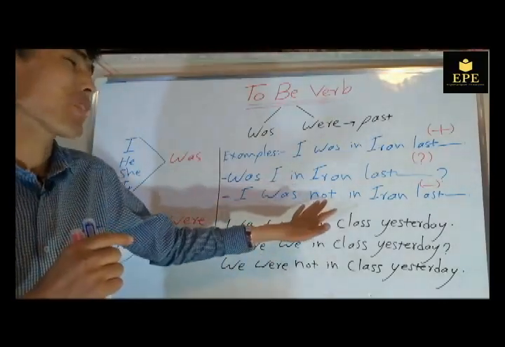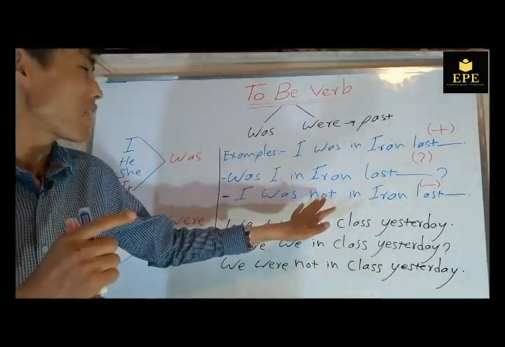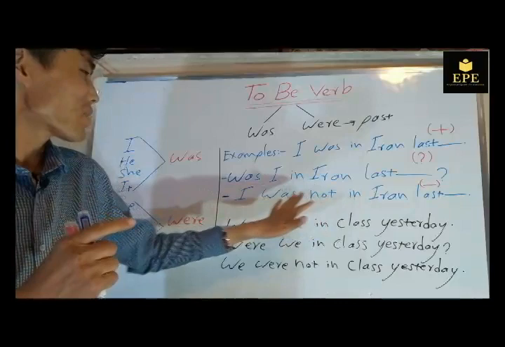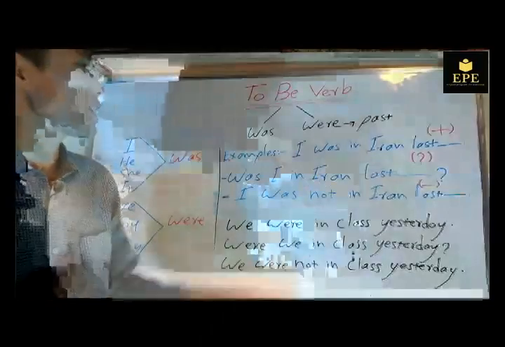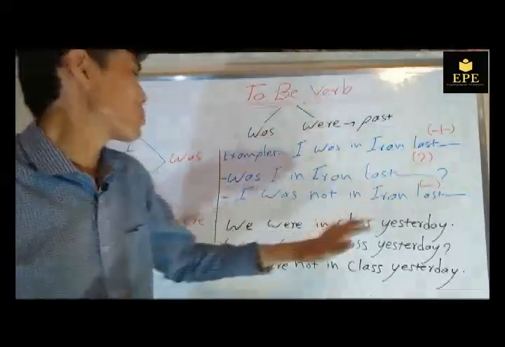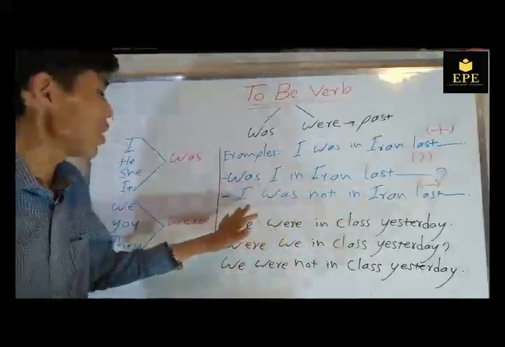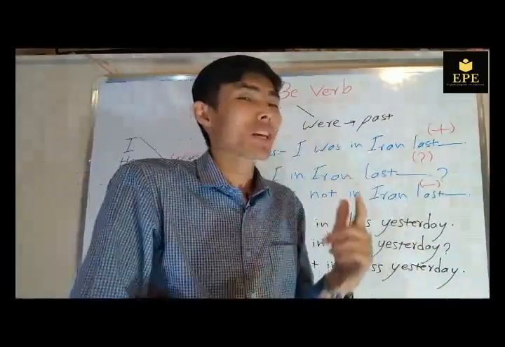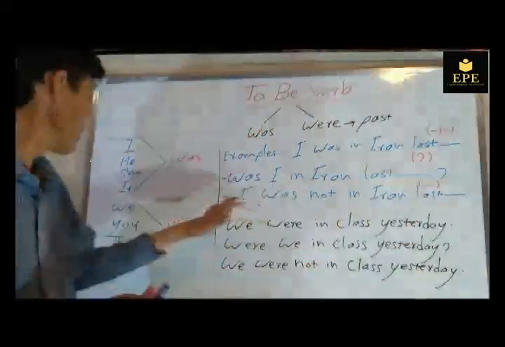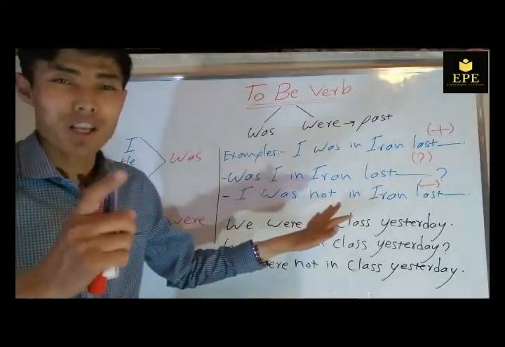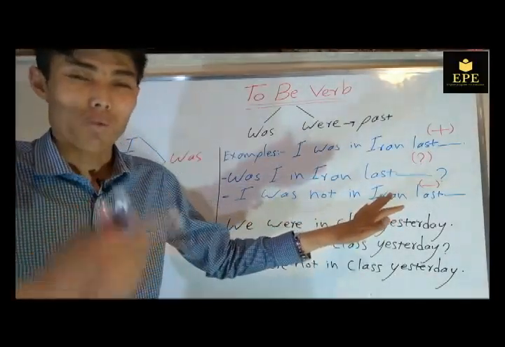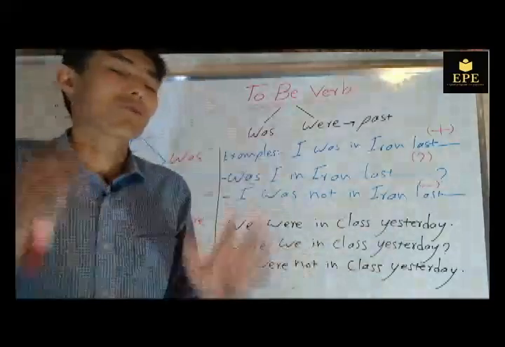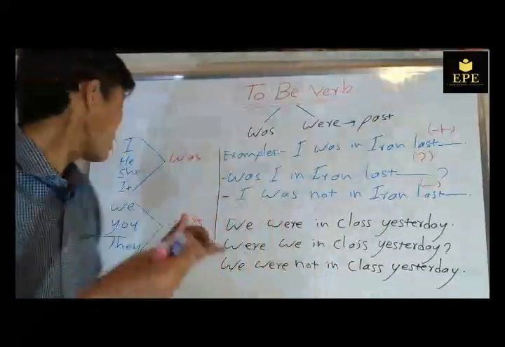This one is very important here. So it changes by itself from a positive sentence to the negative one. Like this: I was not in Iran last year, last week, like that. Or he was not in Iran last year, last week, or yesterday, 3 years ago, like that.